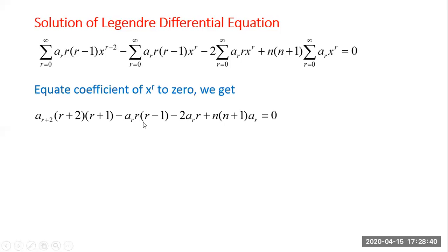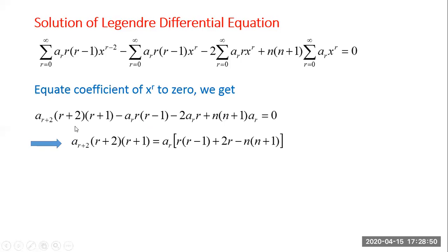Now here, the second, third and fourth terms contain ar. So take ar common and take all these terms to the right hand side. We get a r plus 2 into r plus 2 into r plus 1 as it is. Take this entire term and all these 3 terms to the right hand side. So minus ar into r into r minus 1 becomes plus ar into r into r minus 1. Take ar common, you get plus r into r minus 1, minus 2r becomes plus 2r, plus n into n plus 1 becomes minus n into n plus 1.